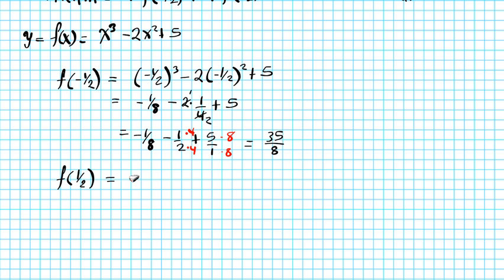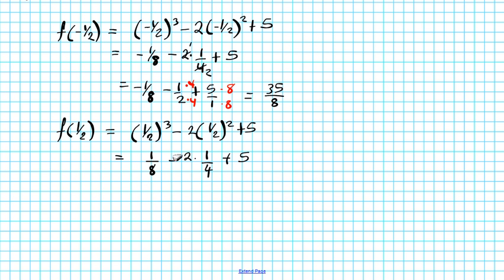It's going to be 1/2 to the third minus 2 times 1/2 squared plus 5. All right, let's calculate that. 1/2 to the third is just positive 1/8, minus 2 times 1/2 squared is 1/4, we square the top and the bottom, plus 5. Now I can reduce this. 2 goes here 1, 2 goes here 2. So that gives us 1/8 minus 1/2 plus 5.